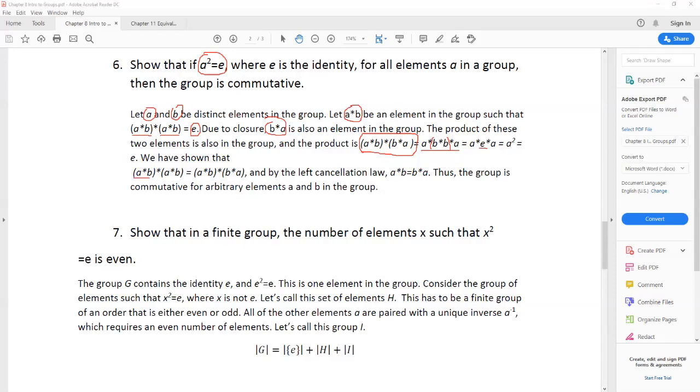A star B, which is equal to E, is equal to A star B star A. And since we have a group, we know that the left cancellation law holds, which means that A star B is equal to B star A due to the cancellation on the left side. Therefore, the group is commutative for any arbitrary elements A and B in the group.